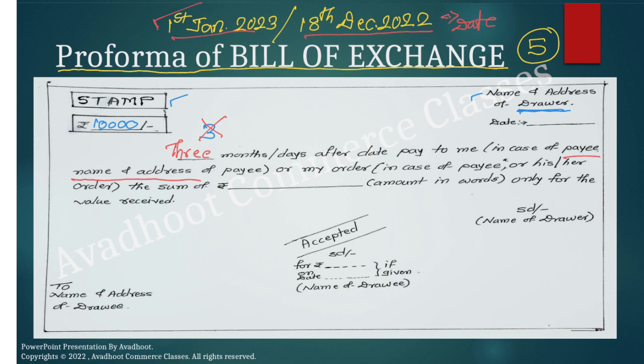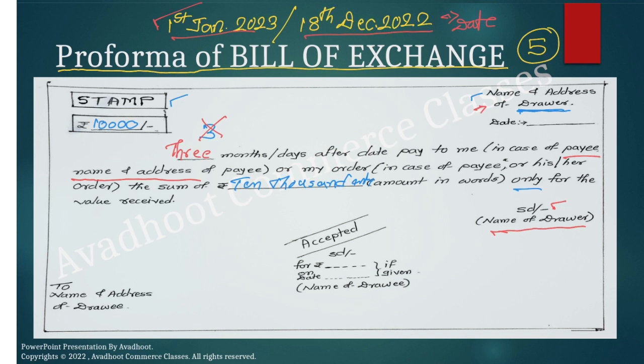The sum of rupees. Here, we'll have to put the amount in words: rupees 10,000 only. The amount in words is to be written. For value received, I have already given it here. Here we have put SD. SD means signature. Signature of whom? The drawer, the person who draws the bill. Therefore, after drawing the bill, he has to put his signature and, in brackets, write the name of the drawer.